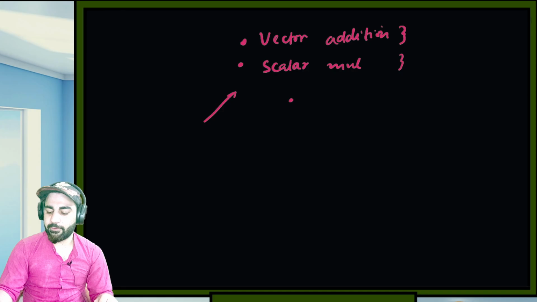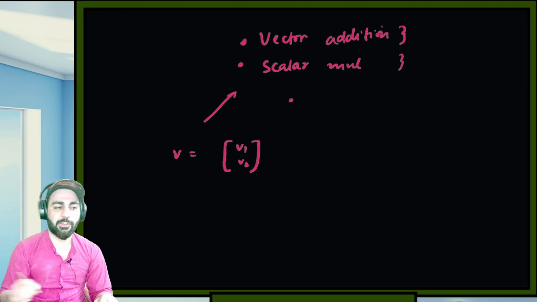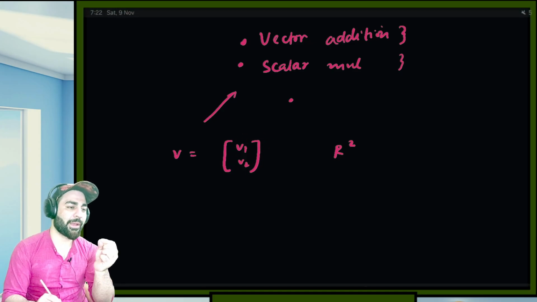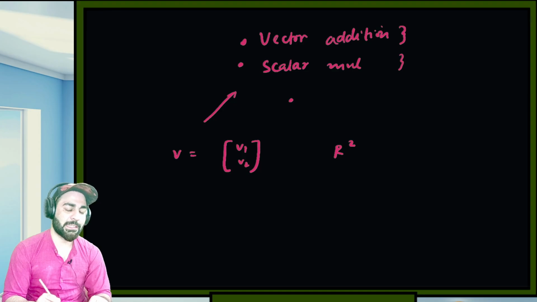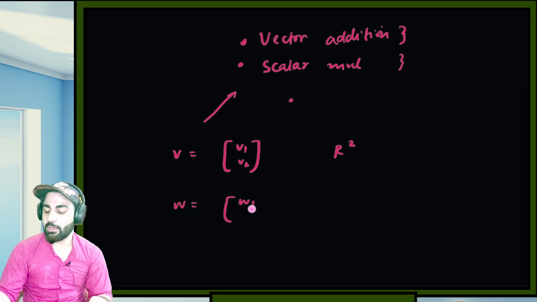If you have a vector v, its components can be v1, v2. This vector belongs to what's called R2: the 2 because it has two components, and the R because the value each component takes is a real number. If I have this vector v, and I have a vector w with components w1 and w2, now how do we add these vectors?